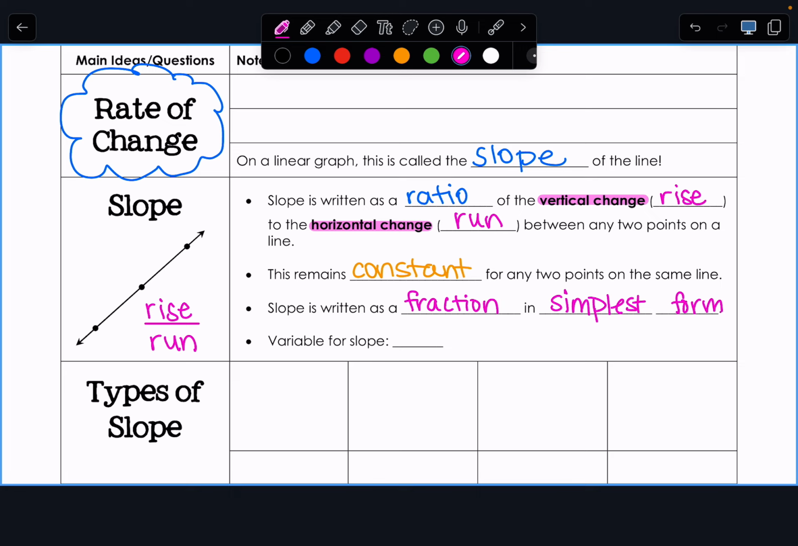Now, this is weird. I don't have a good reason as to why it is this, but the variable that we use for slope is the letter m. I don't know. I told you I don't know. Because it's marvelous. I don't know. You have to remember that.